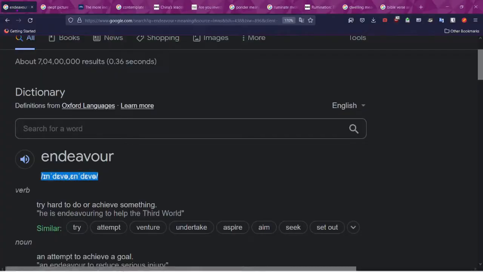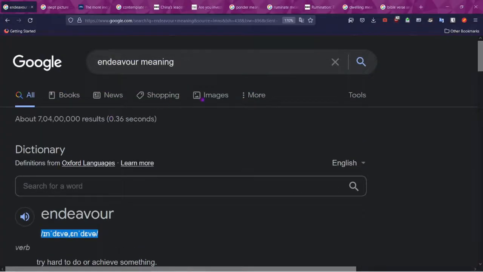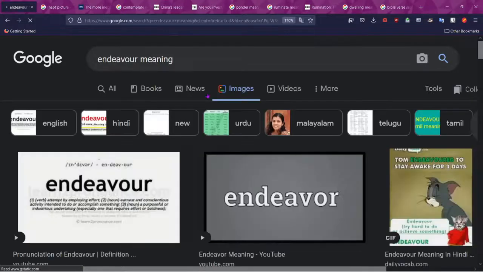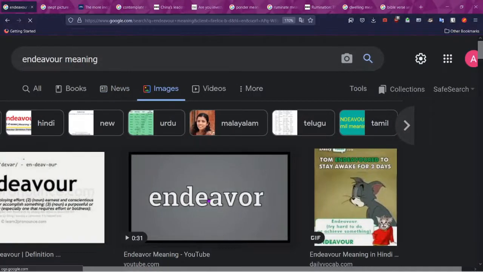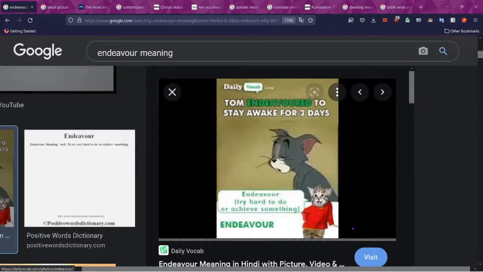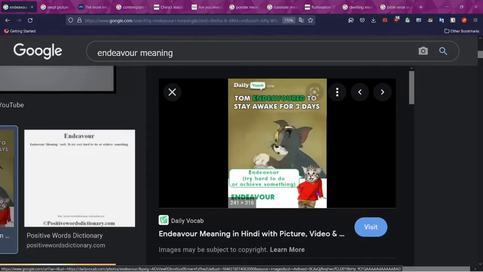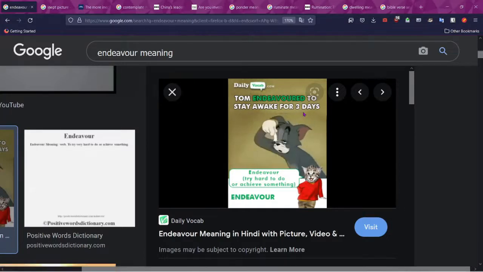So let's look at the picture, so that we can remember. Tom endeavored to stay awake for 3 days. Endeavor means try hard. So Tom tried to stay awake for 3 days.